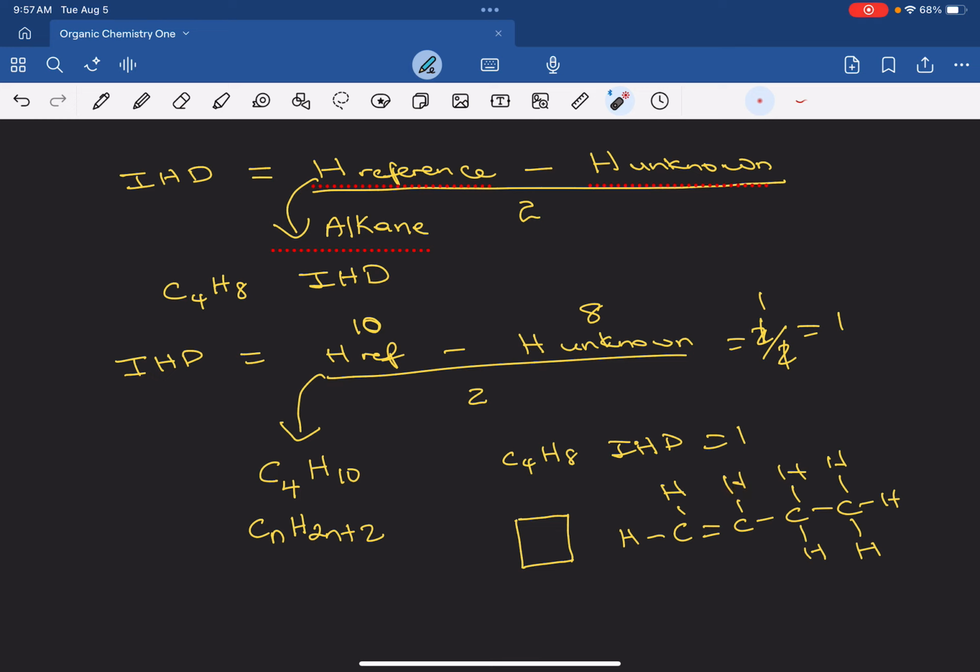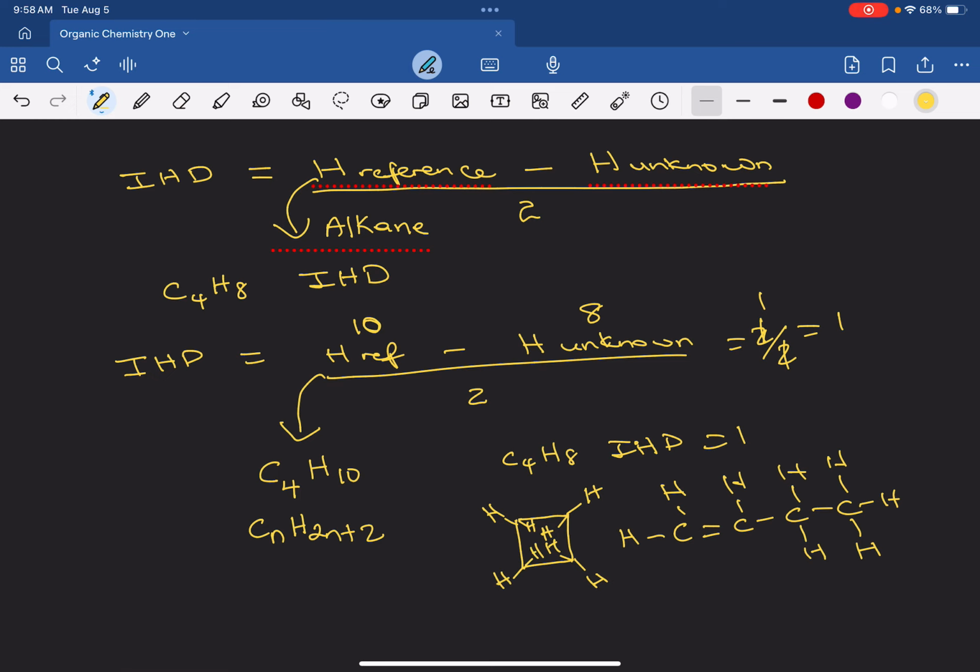That's 1, 2, 3, 4, 5, 6, 7, 8. 1, 2, 3, 4. Yes, so C4H8, and let me count the four carbons. 1, 2, 3, 4. You have two hydrogens here. Let me put them in. So this is also C4H8.